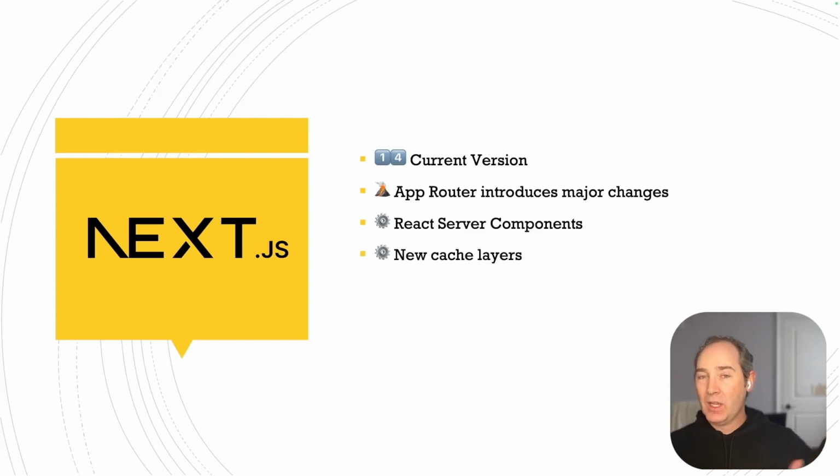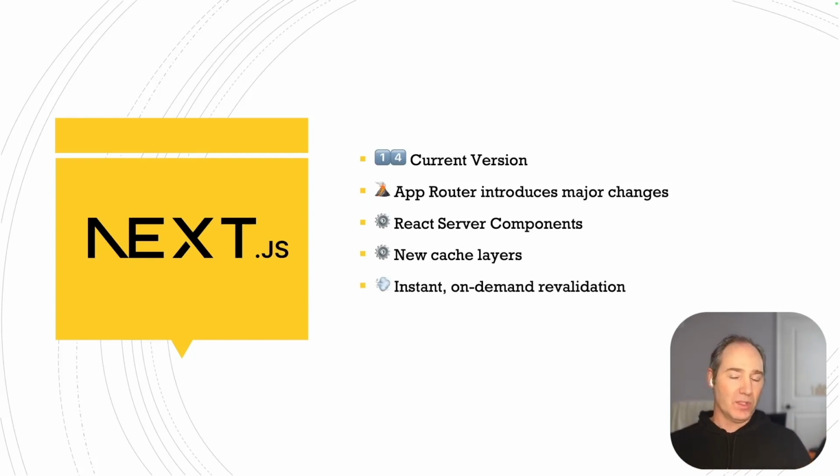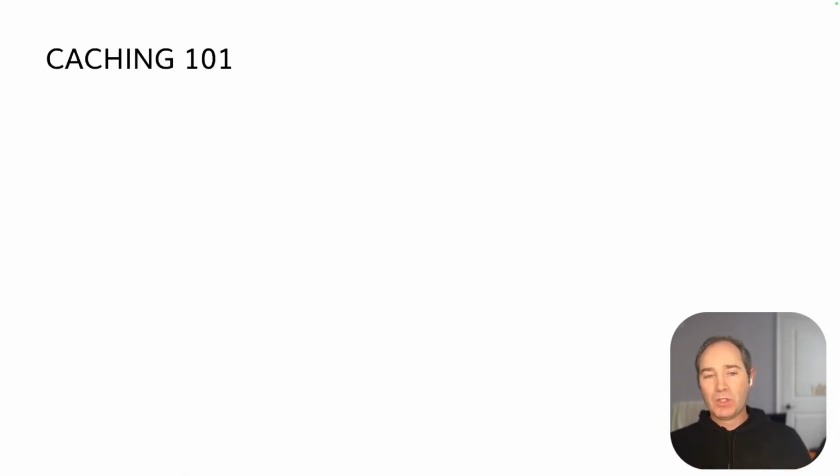There's new cache layers, and that's what I'm going to be digging into specifically today. And having instant on-demand revalidation. That's really, really important to solve that issue of we want a really fast website, but we need to make a change when we have a change that we want to make. And we need preview mode, which is one that a lot of people forget, but we can really easily add that on there.